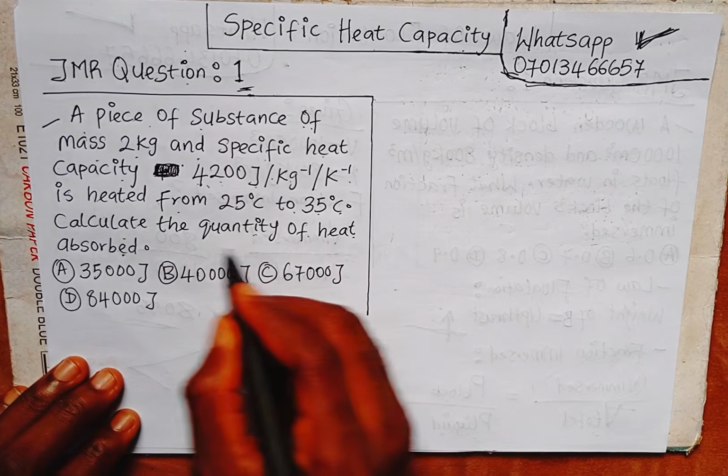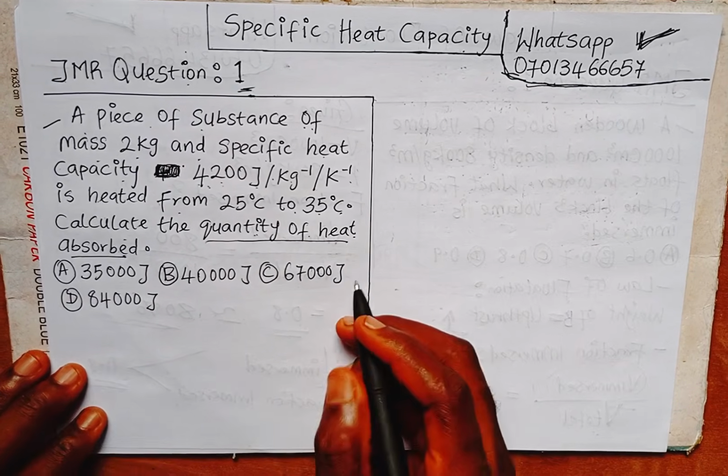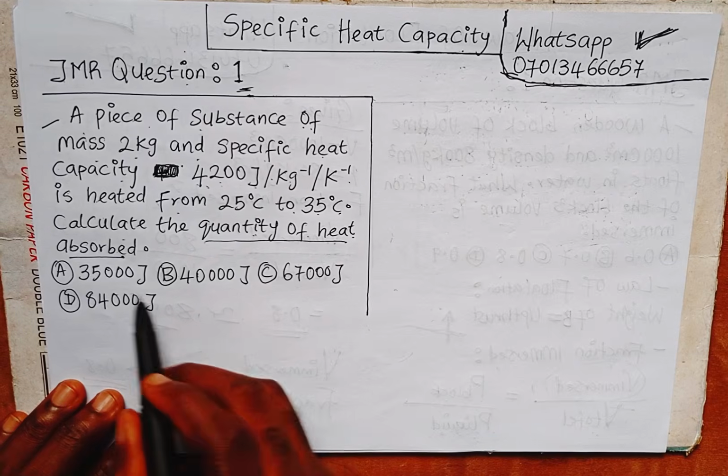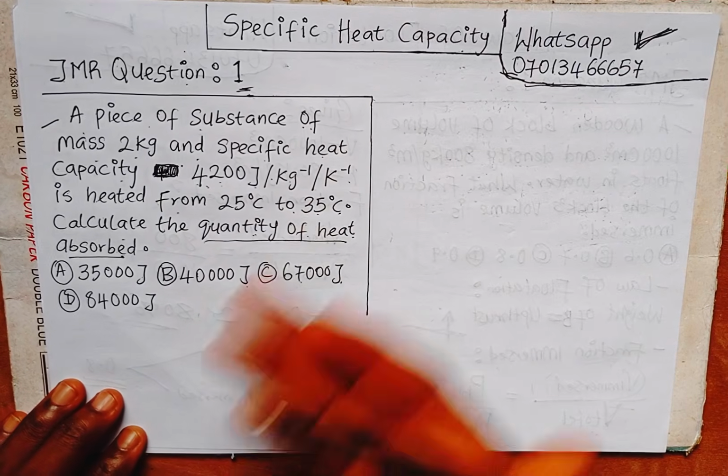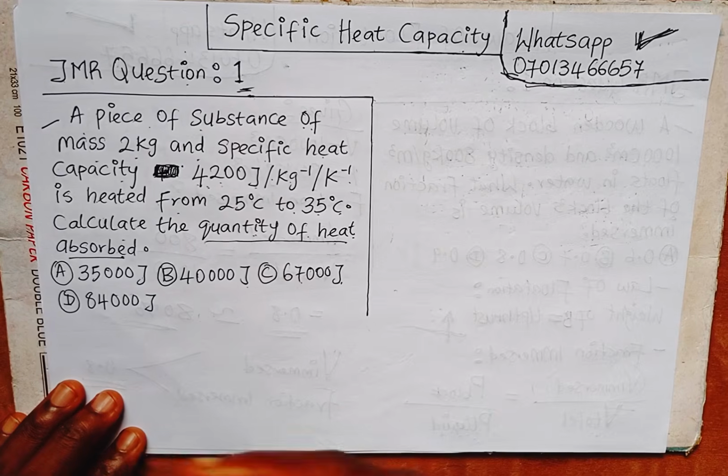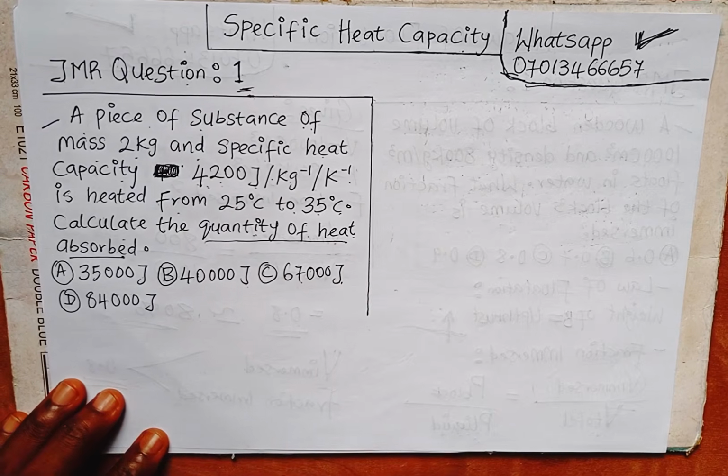He said we should do what? Quantity of what? Heat absorbed. First of all, we look at our options. The options are represented in joule. Look at the unit that the options are represented in. Can you manipulate it? No, we need the formula, the principle, to solve this and get the answer. So what are we going to do immediately?